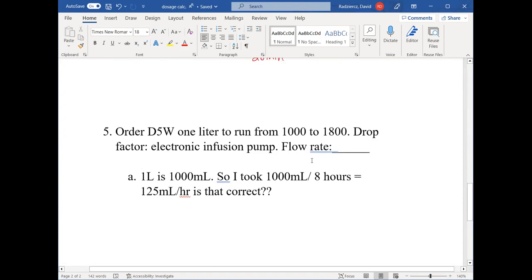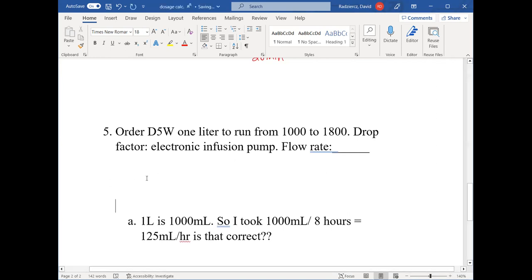Okay. All right. So you can see what the student did here and then asking for confirmation. So it says 1 liter. So 1 liter is what? That's the same thing as 1,000 milliliters. I'm just making that conversion right now. Is to run from 1000 to 1800, right? So what is that? That is a time, right? So 1000 to 1800. How many hours is that? So if this is 10 a.m. to 6 p.m. is 8 hours. You got it.